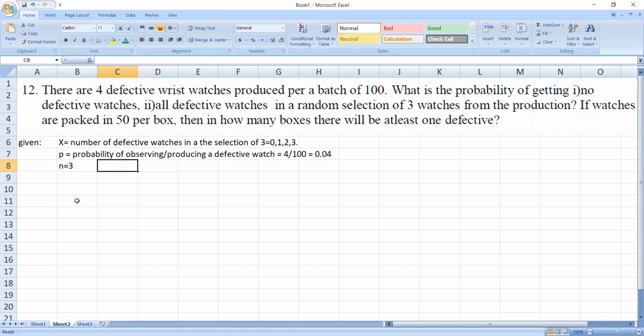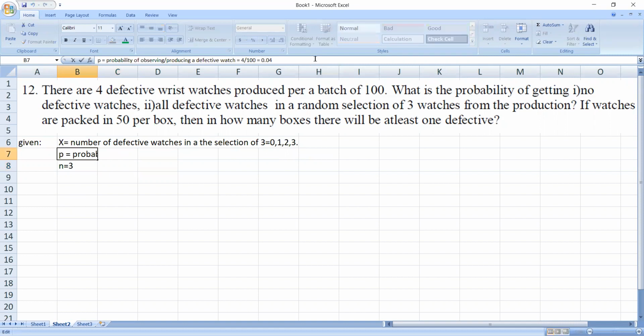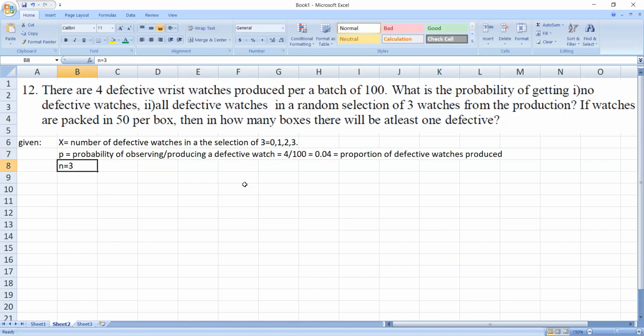Or the proportion of defective watches is nothing but 4 by 100. So always remember this probability in a large sense, sorry, proportion. When you are talking in terms of a larger population, it becomes your probability. That is the definition of statistical probability. Proportion of defective watches produced. That is your probability.